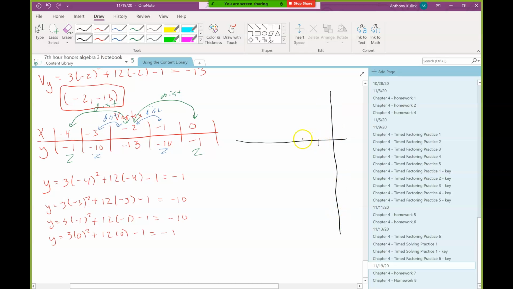So we'll plot our points now. These negative numbers are getting rather small, so I'm going to go by 2s instead of 1s because I don't want to make 13 tick marks here. So 2, 4, 6, 8, 10, 12, 14.